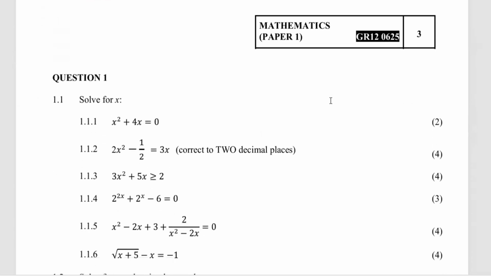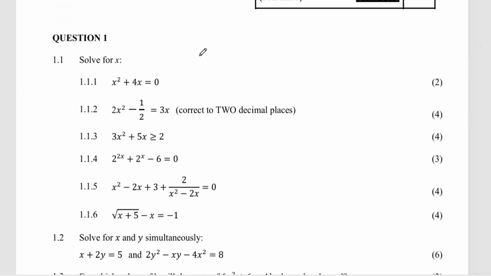Okay, so with question 1, which is the algebra, we have 1.1.1 where they want us to solve for x, and we have a quadratic. So step number 1, we have to just take out what is common. Factorize this. So I'll say x into x plus 4 is equal to 0, meaning that my first x will be a 0, or my second x must be a negative 4.